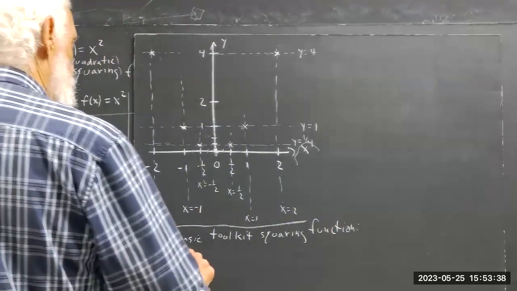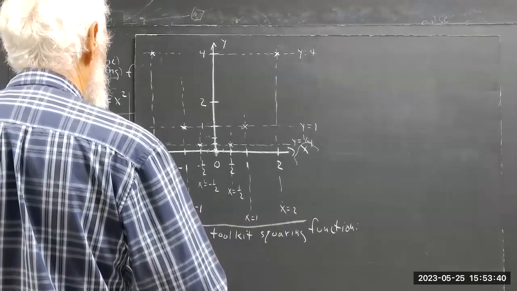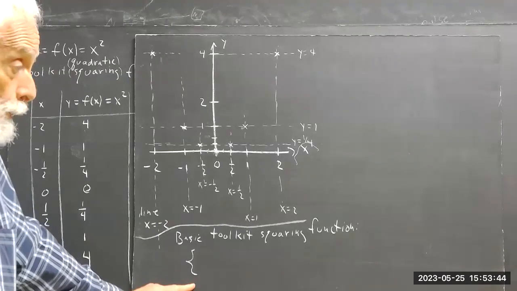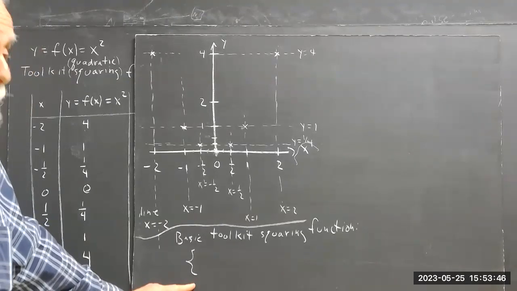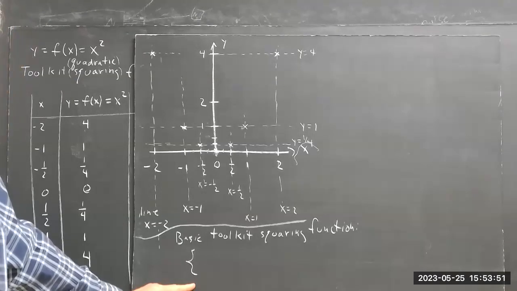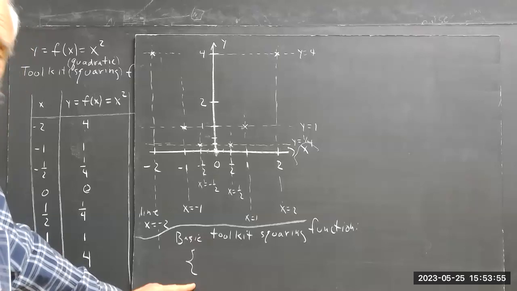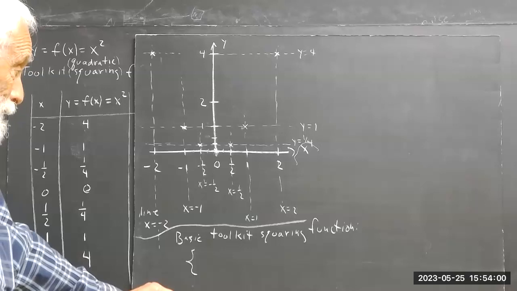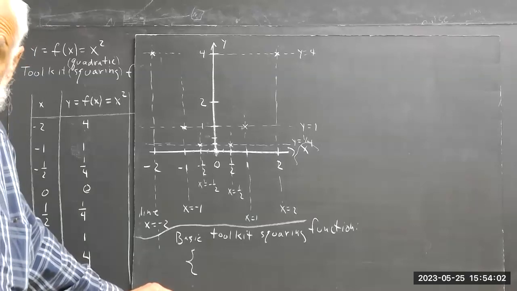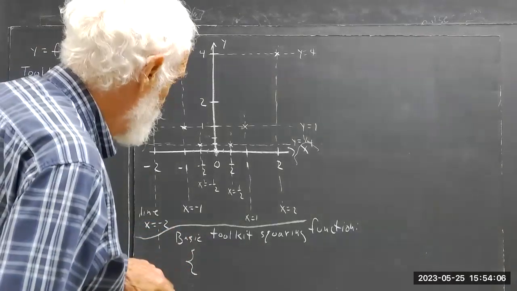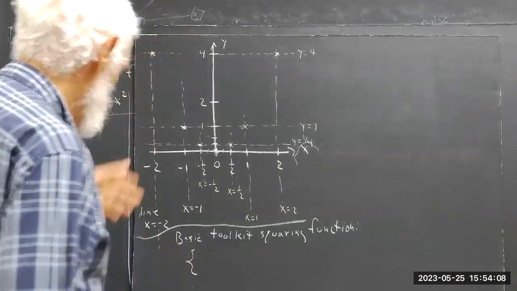The basic toolkit squaring function is the set, and we use set braces here. We use a brace. We don't use parentheses. We don't use brackets. We use a brace. That's how we indicate a set. I'm relatively sure everybody has seen that. People tend to get sloppy about this. We don't want to get sloppy. If we get sloppy, we're not going to learn what we need to learn. We're going to be very precise and make sure we do everything as precisely as possible.